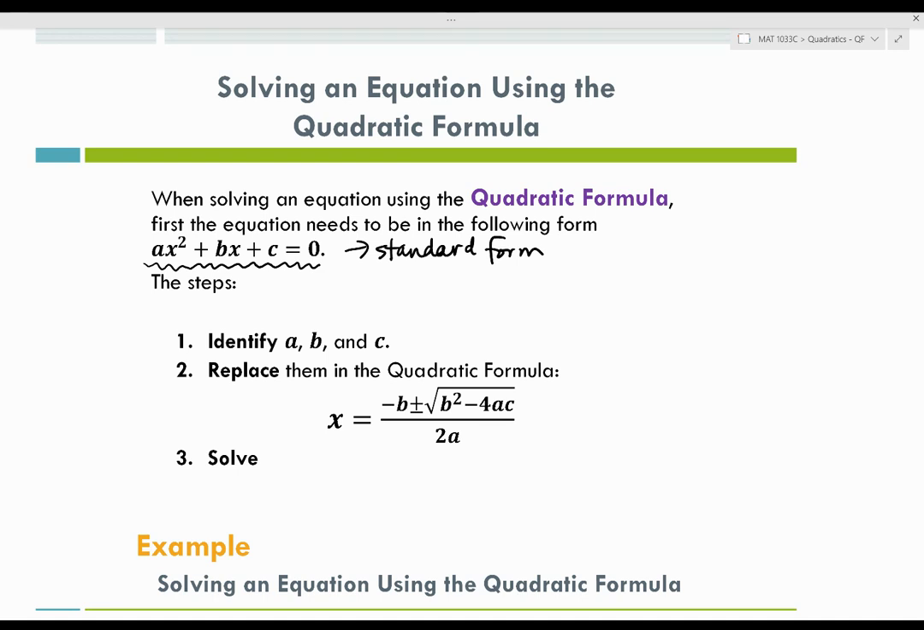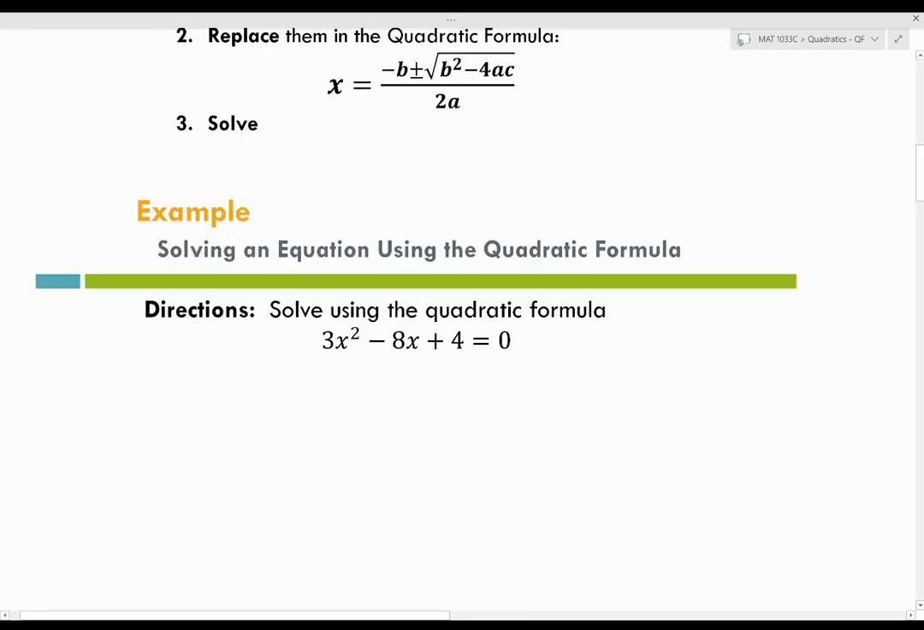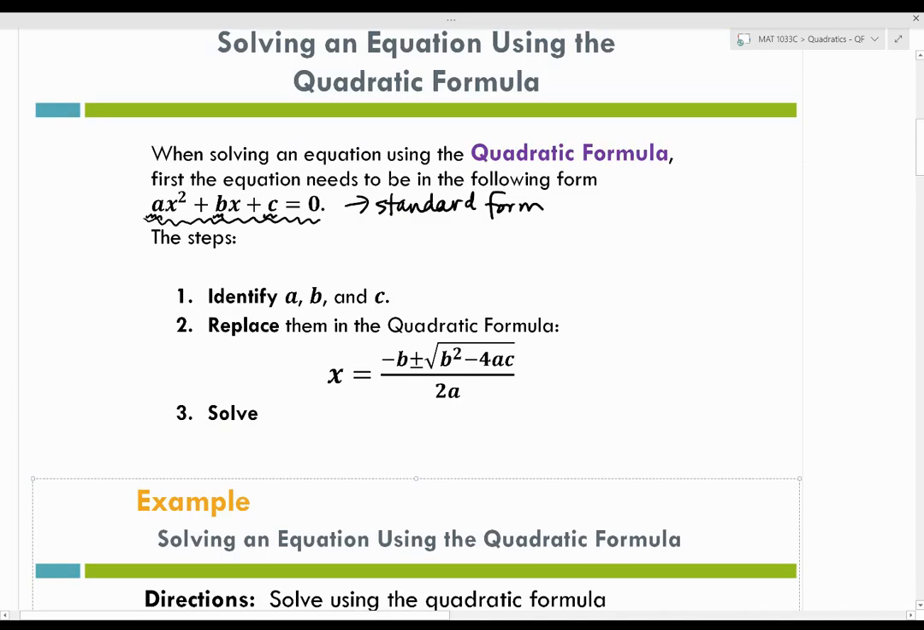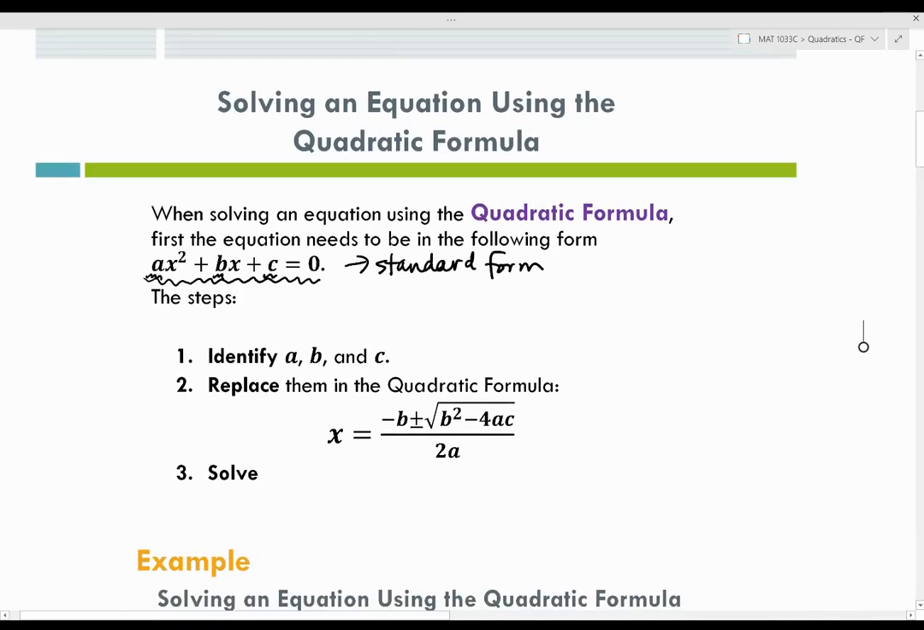When you are using the quadratic formula, it is important that you put your equation in standard form so that you can properly identify what your coefficients a, b, and c are. Once you have identified those coefficients, this is simply plug and chug and get your answer. Another important thing about the quadratic formula is that it always works. So you don't have to worry about what your form looks like or anything like that.